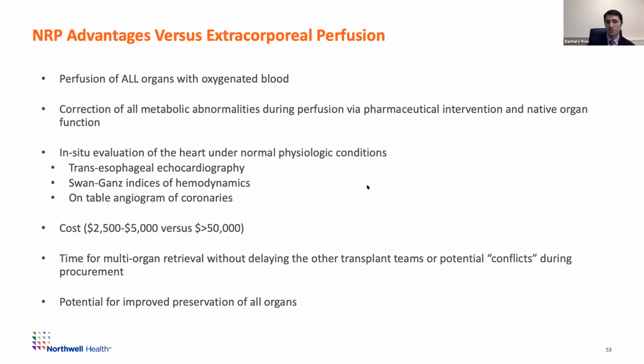The in situ evaluation, as I alluded to earlier, is under true normal physiologic conditions. So we come off bypass completely. The lungs are the reason the patient is oxygenated and ventilated. The heart is the reason the patient has a blood pressure. And then we can do a true assessment, including transesophageal echocardiography, pulmonary artery catheterization with invasive hemodynamics, as well as systemic blood pressure assessment. And we have not actually had to do this yet, although we've been set up to do it in cases where we could do an on-table angiogram if there's any concern for coronary disease.